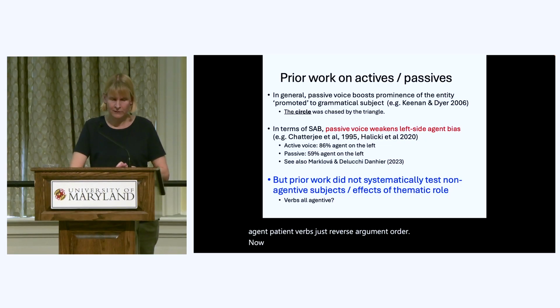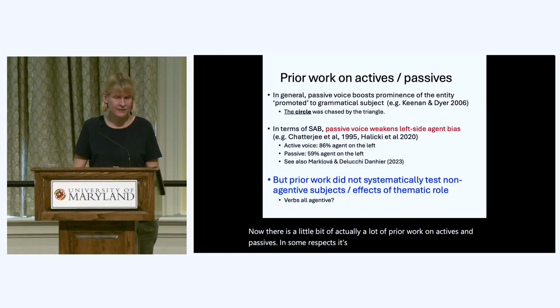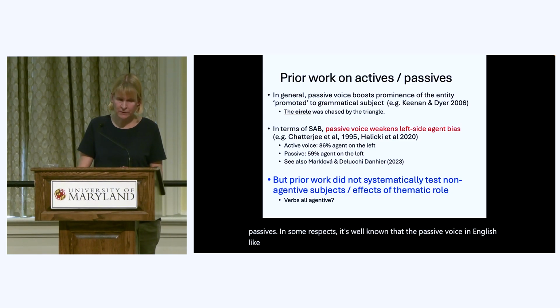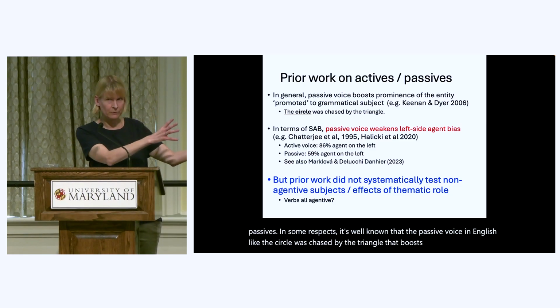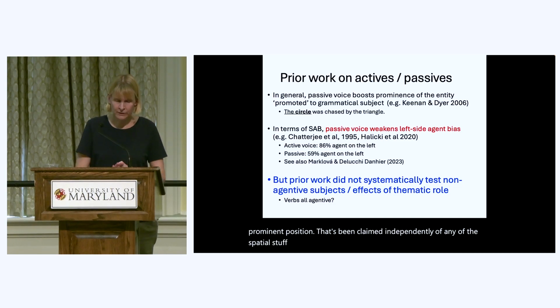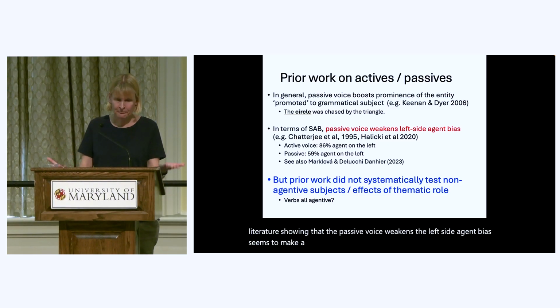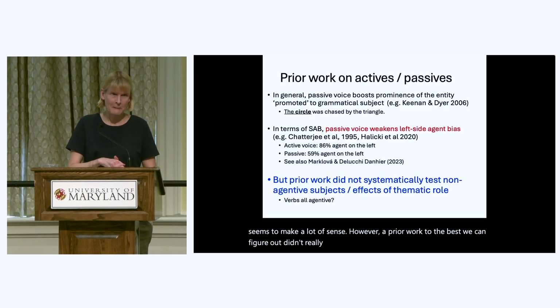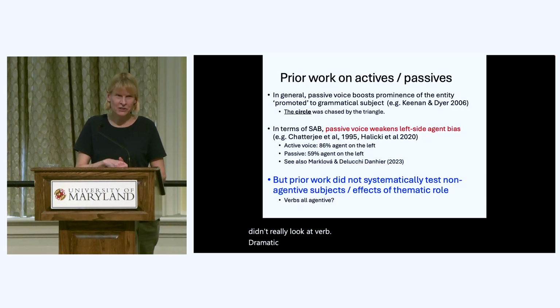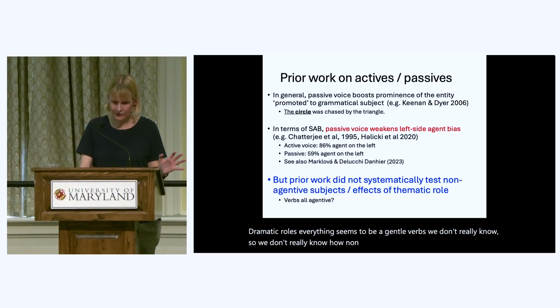Now, there is actually a lot of prior work on actives and passives in some respects. It's well known that the passive voice in English, like the circle was chased by the triangle, boosts the circle to a prominent position. That's been claimed independently of any of the spatial stuff. But there is actually a bit of work on the spatial agency bias literature showing that the passive voice weakens the left side agent bias, which seems to make a lot of sense. However, prior work, to the best we can figure out, didn't really look at verb thematic roles. Everything seems to be agentive verbs. So we don't really know how non-agentive subjects would pattern.